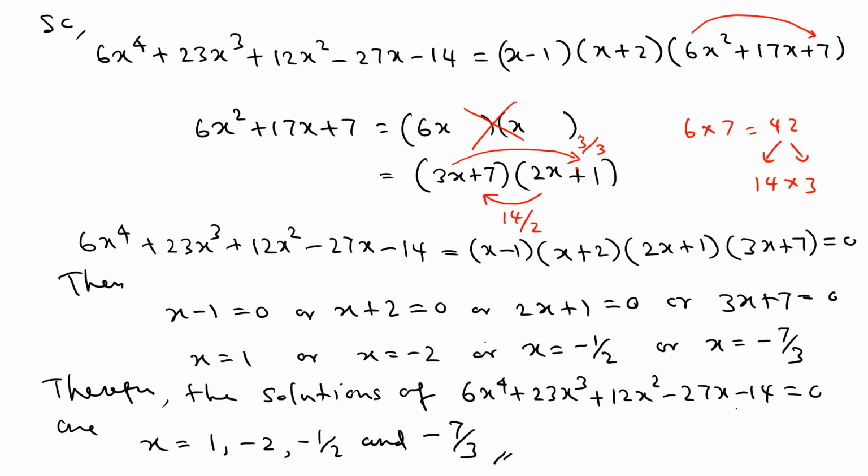You can see that this is not easy to guess. You can't guess them. So what we did was we used the rational roots theorem first to find the possibilities, and then used synthetic division to make it simpler every time. And then finally we got these as answers. That's how we use the rational roots theorem to solve a polynomial equation.